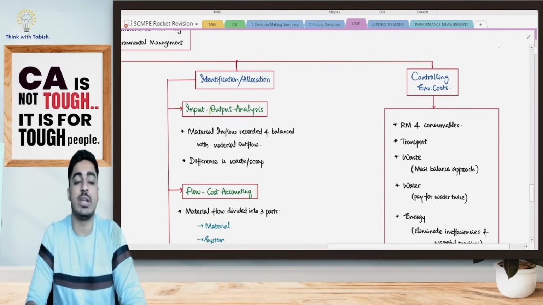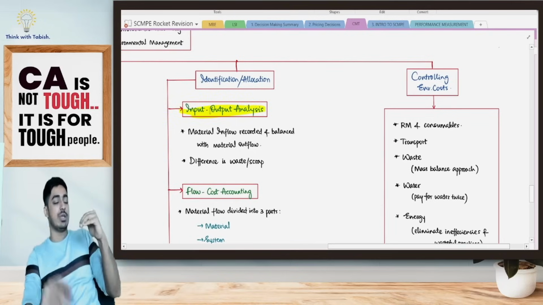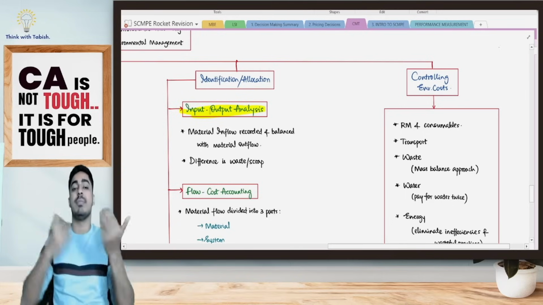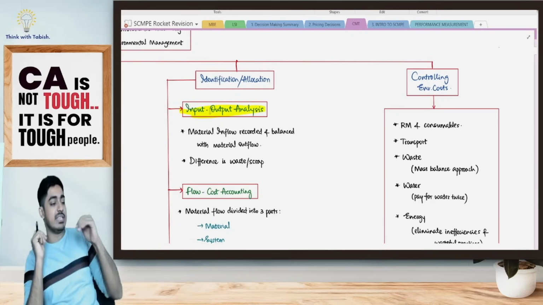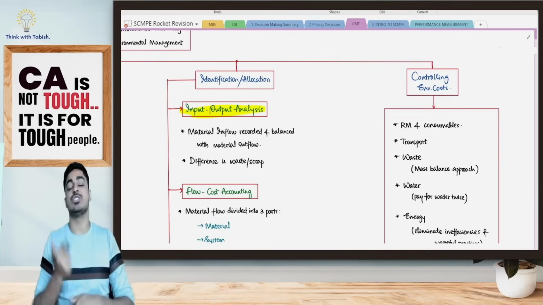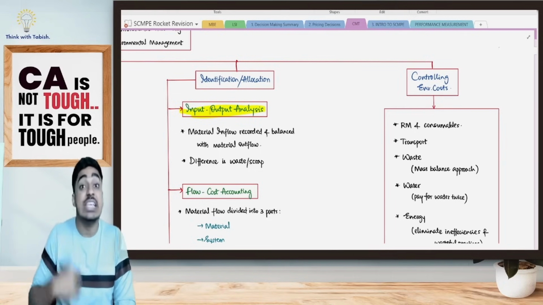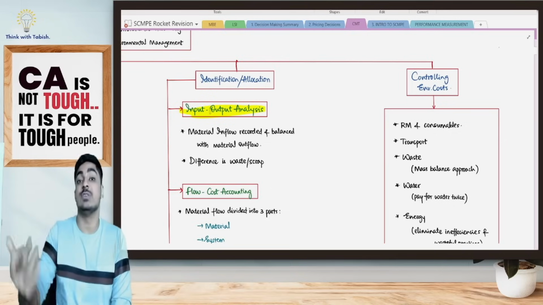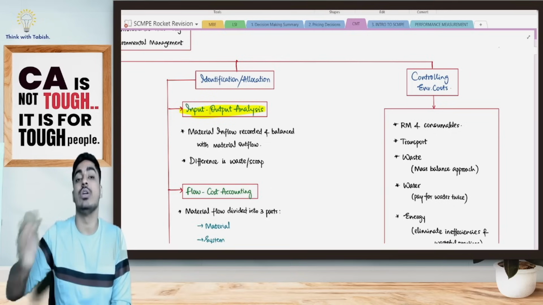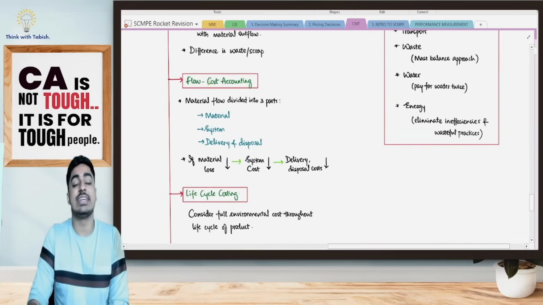Firstly, input-output analysis. I'll be seeing what is my material input. I will tally it with my material output. Balance will be my waste or scrap. 100 kg input, only 80 kg output. That means 20 kg is going to be your waste or scrap. This way I'll get to know how much material is wasted, how much resources is thrown into the environment. Is it clear?